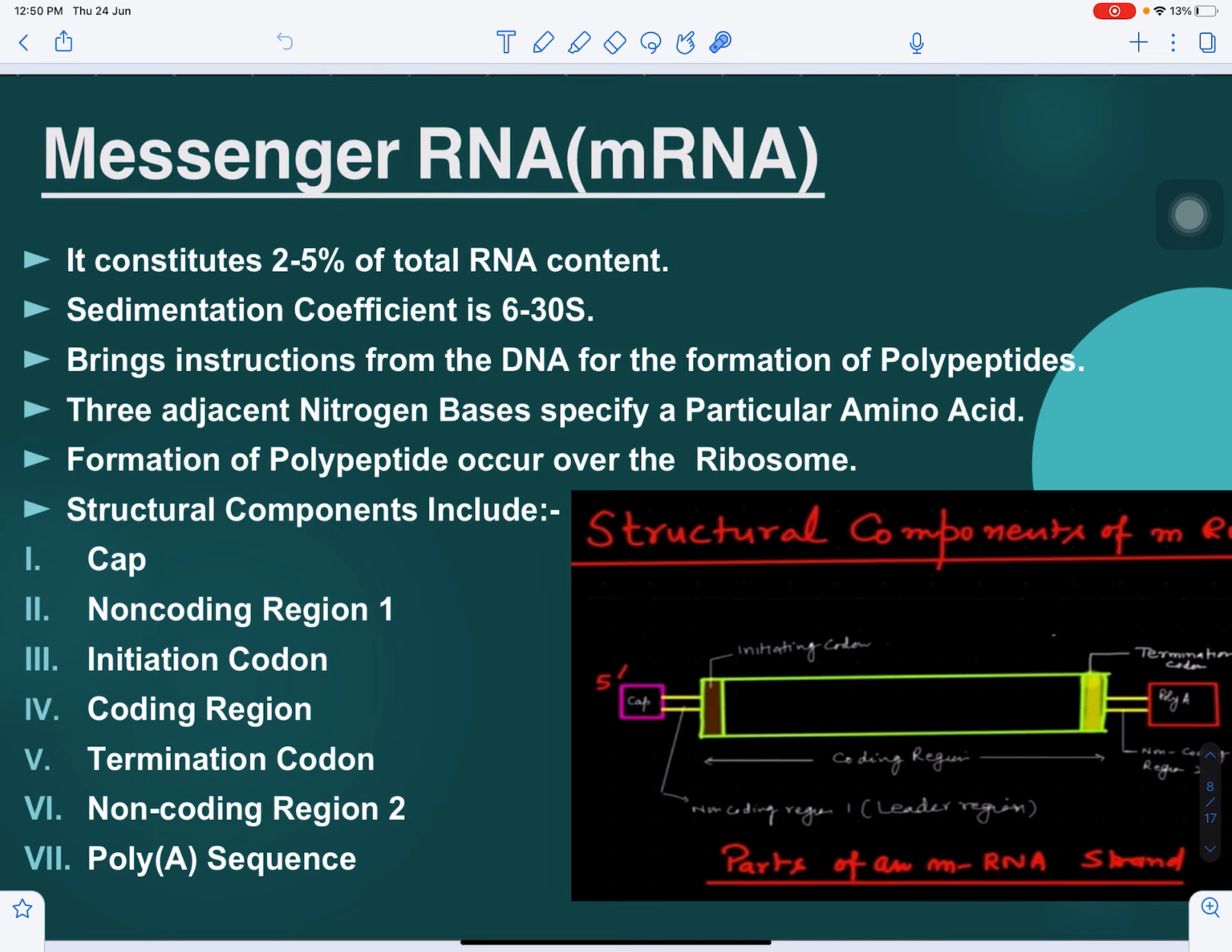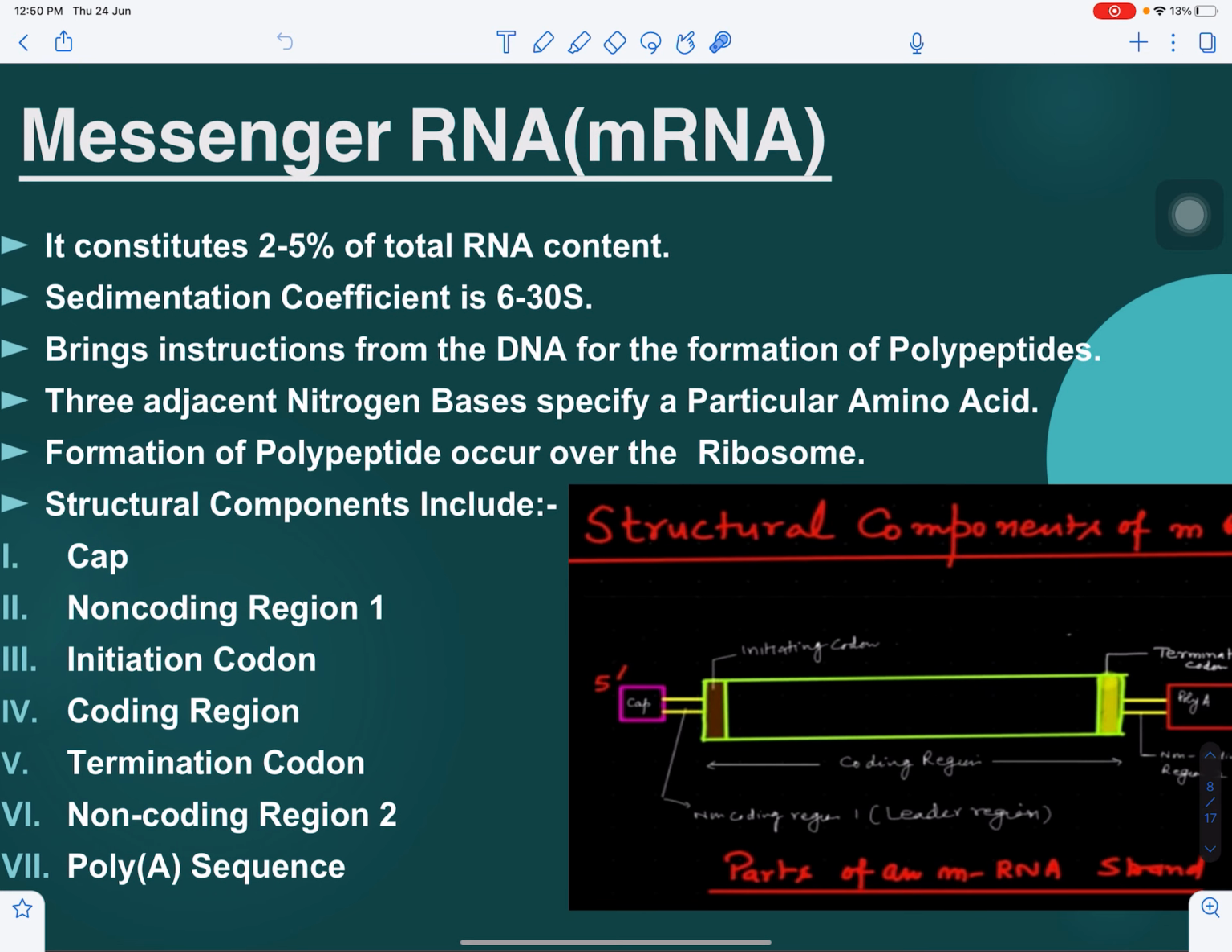Second category is messenger RNA. As the name indicates, this carries the messages from the DNA, now in the form of codons, for the formation of the amino acids. 2 to 5% of total RNA is made up of messenger RNA. Its sedimentation coefficient is 6 to 30S. Now, this becomes the messages from the DNA.